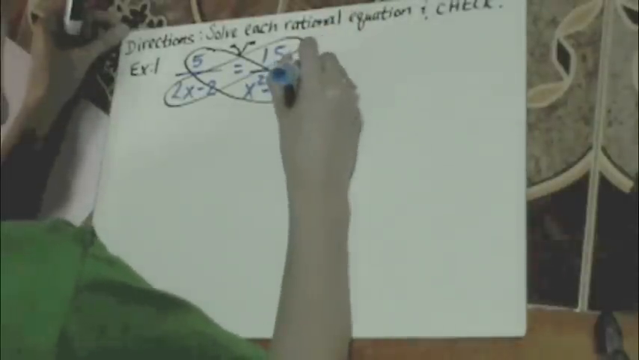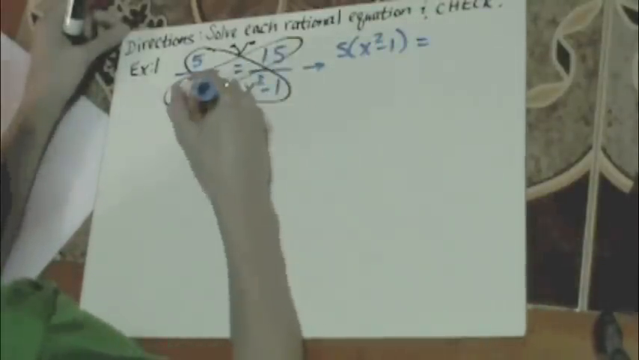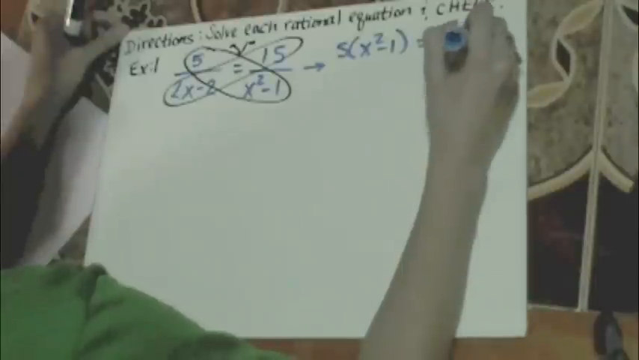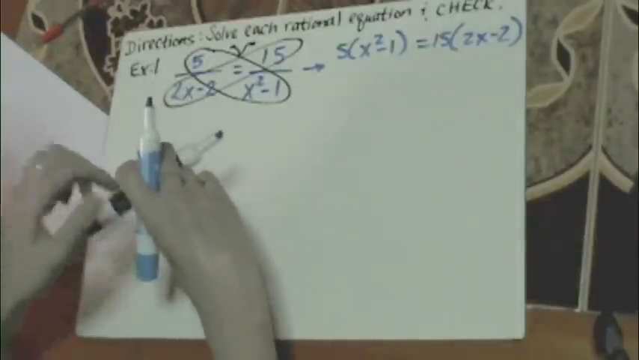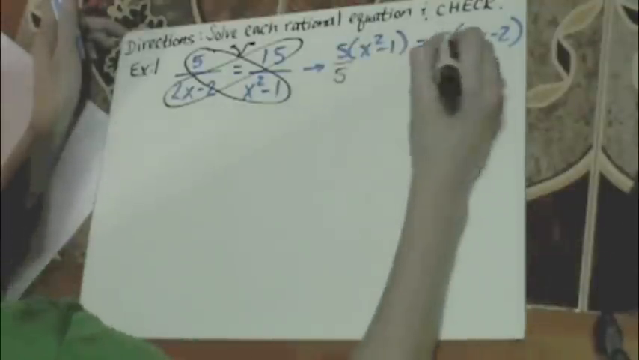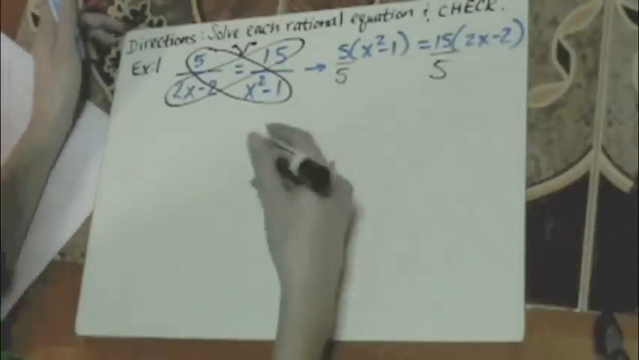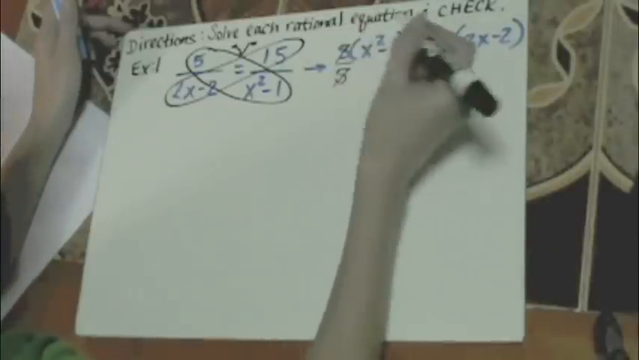All right, so we're going to multiply the wings. So we've got 5 times x squared minus 1 equals 15 times 2x minus 2. Okay, so now what's nice here is I can divide by 5. This is a multiple on the outside here, so I can divide by 5, divide by 5. Not really traditional, but definitely something that we can do.